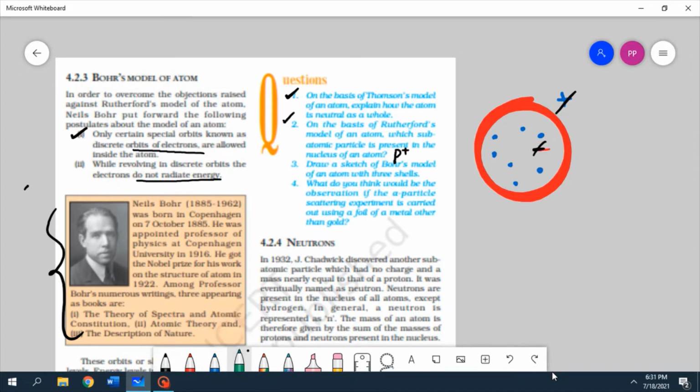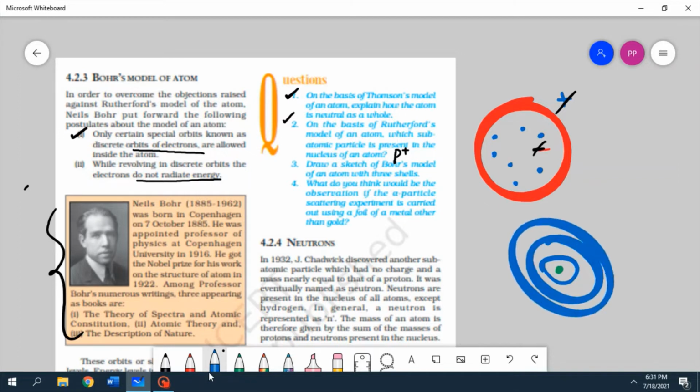Draw a sketch of Bohr's model of an atom with 3 shells. Alright, so first we draw the nucleus, and then we draw the first shell, then the second shell, and then the third shell. They're supposed to be circular. They came out elliptical, but they're supposed to be circular. And I stopped with 3 because they mentioned here to draw it with 3 shells. So whenever you're reading a question, read it carefully, see what they actually asked you, instead of reading only until Bohr's model and drawing only 2 or drawing 4. Read what they want you to do and continue with the question. Alright, so that's the third question.